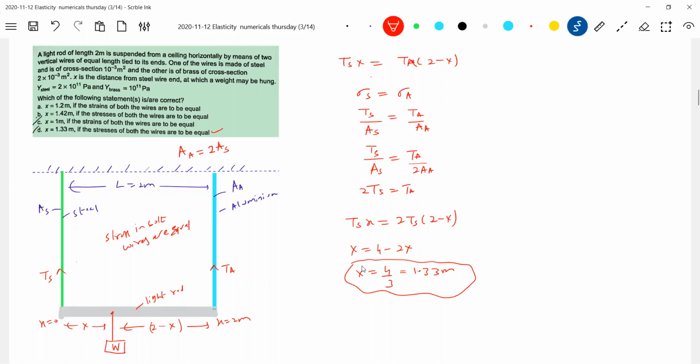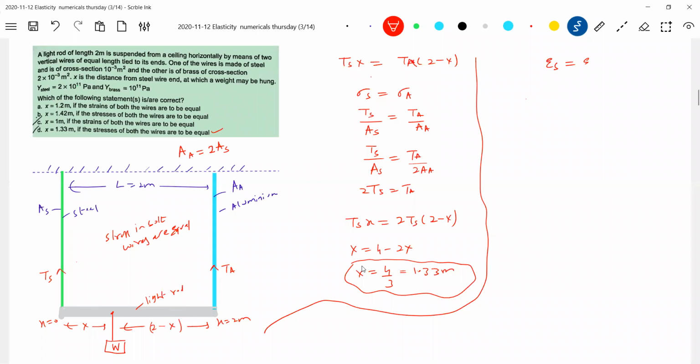Option D I'll pick up. Then if the strains of both wires are to be equal, I have options A and C, and I should verify. That's all. Option A and C, either one I should verify. Okay, for the strains to be equal. What do you mean by strain? The next part, I need not change the diagram. Let it be like that only. Strains to be equal.